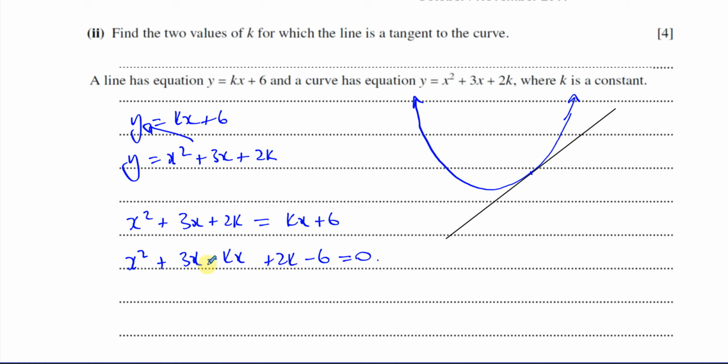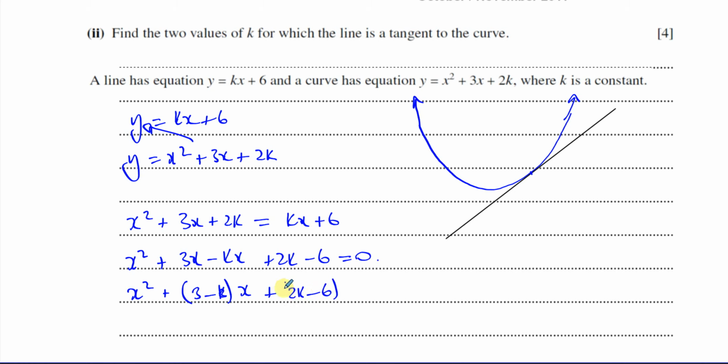Now what I'm going to do here is take out this x as common. I'll write the bracket on this side. So it's x times 3 and x times minus k. That's 3x minus kx. And here I've got 2k minus 6.